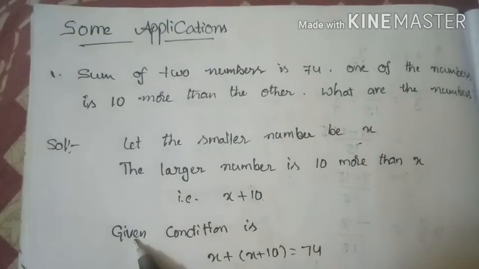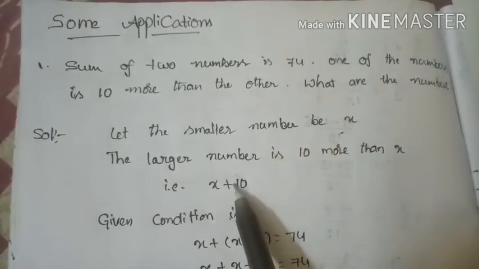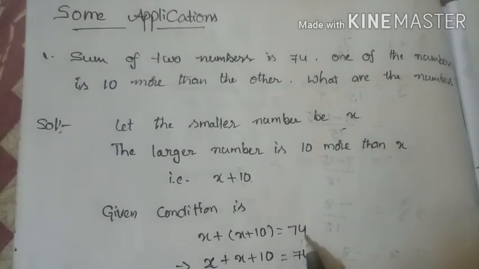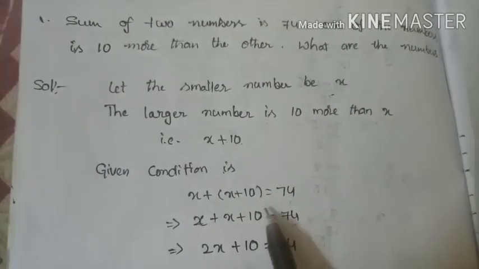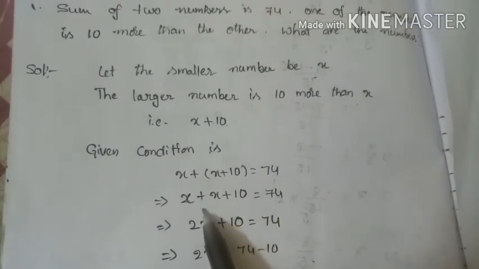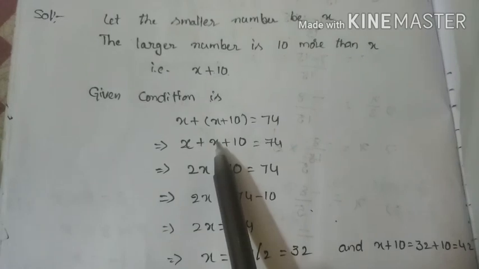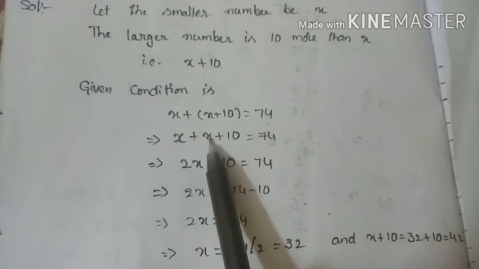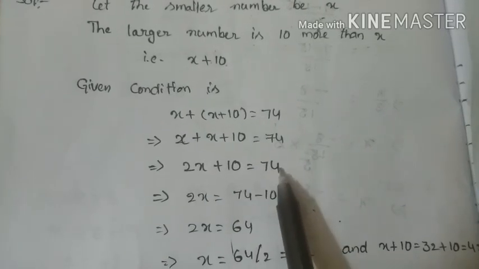And what is the given condition? If you add these two numbers, that is equal to 74. That means x plus (x plus 10) is equal to 74. First of all, remove the brackets. That means x plus x plus 10 is equal to 74. Next, x plus x, how many x's? Like 1 plus 1, 2. Here, 1x and another x. So x plus x is 2x, plus 10 is equal to 74.